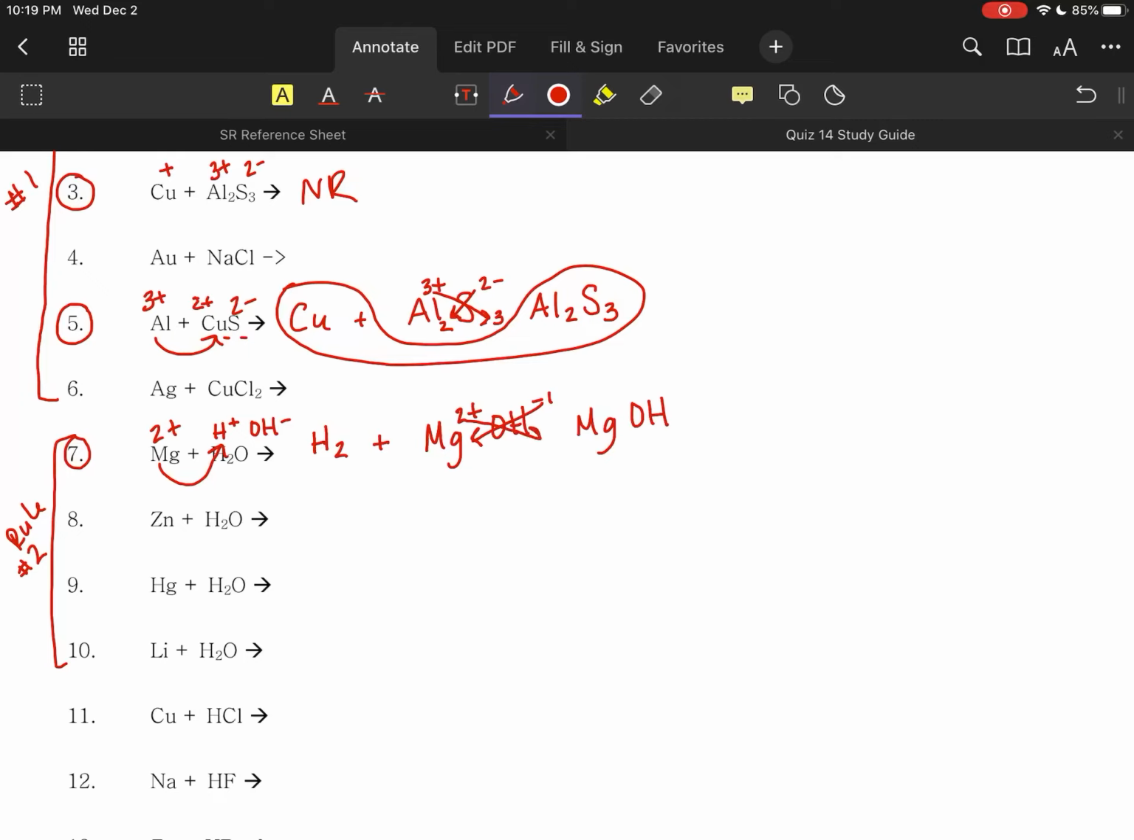The 2 from magnesium is going to crisscross down, but it's not just 2 hydrogens. Remember, this is a polyatomic, OH. So I'm going to put parentheses because there's 2 of those entire ions. So again, my answer is this.